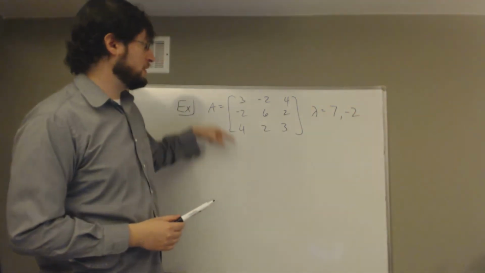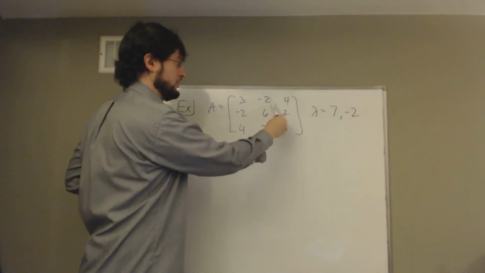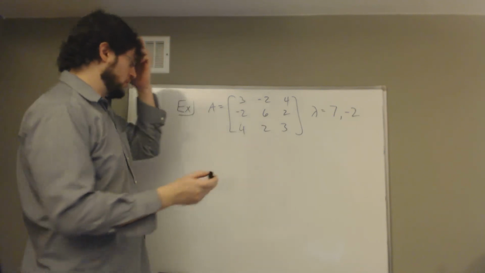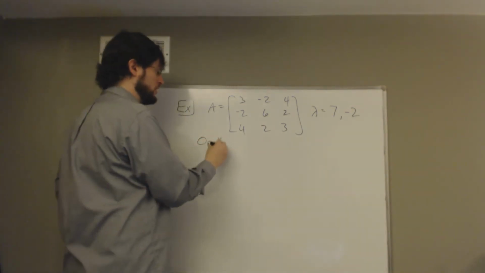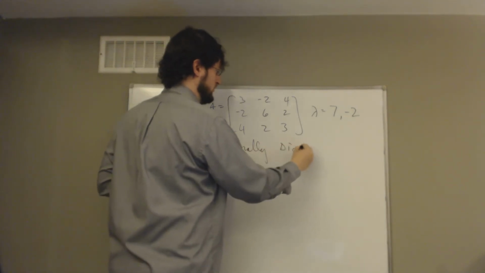All right, so keep in mind that this is a symmetric matrix, because if I flip across the diagonal, I get minus 2, 4, 4, and 2, 2. So it's a symmetric matrix, so we will be able to orthogonally diagonalize.